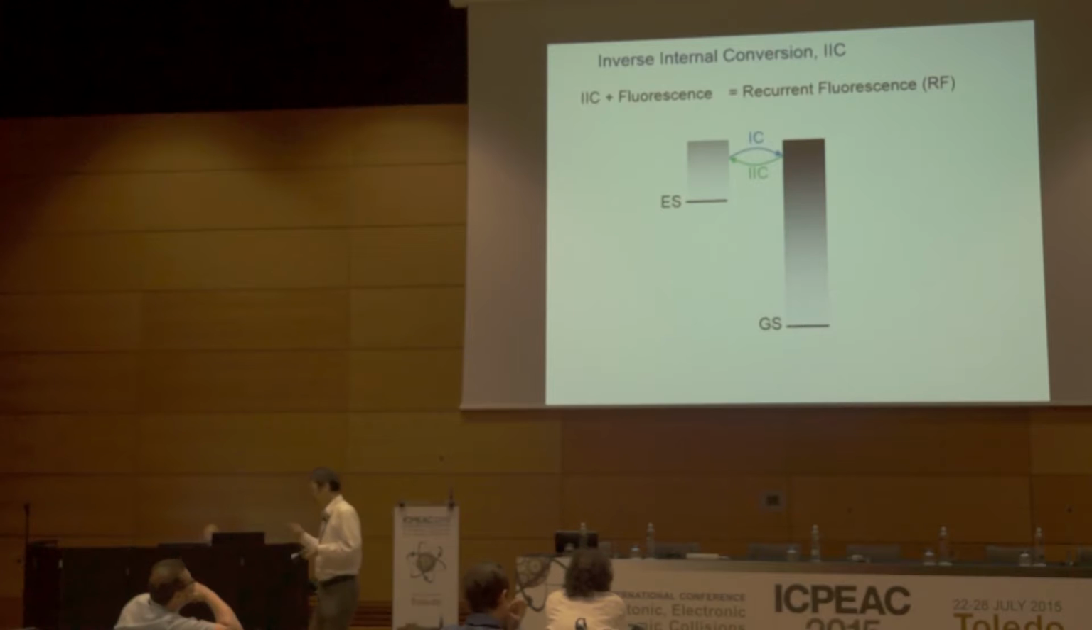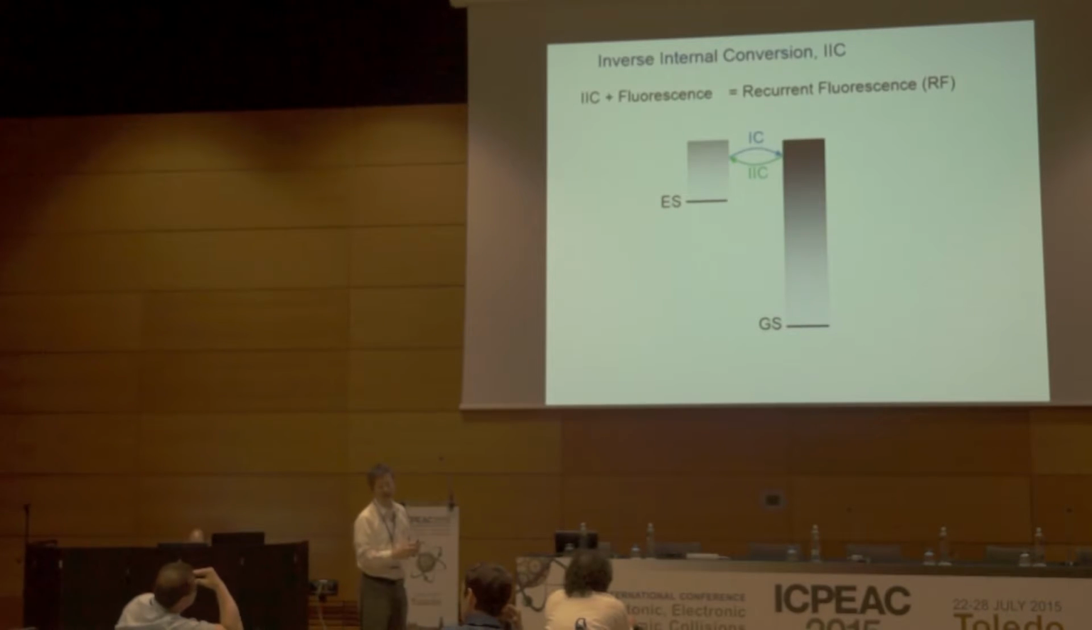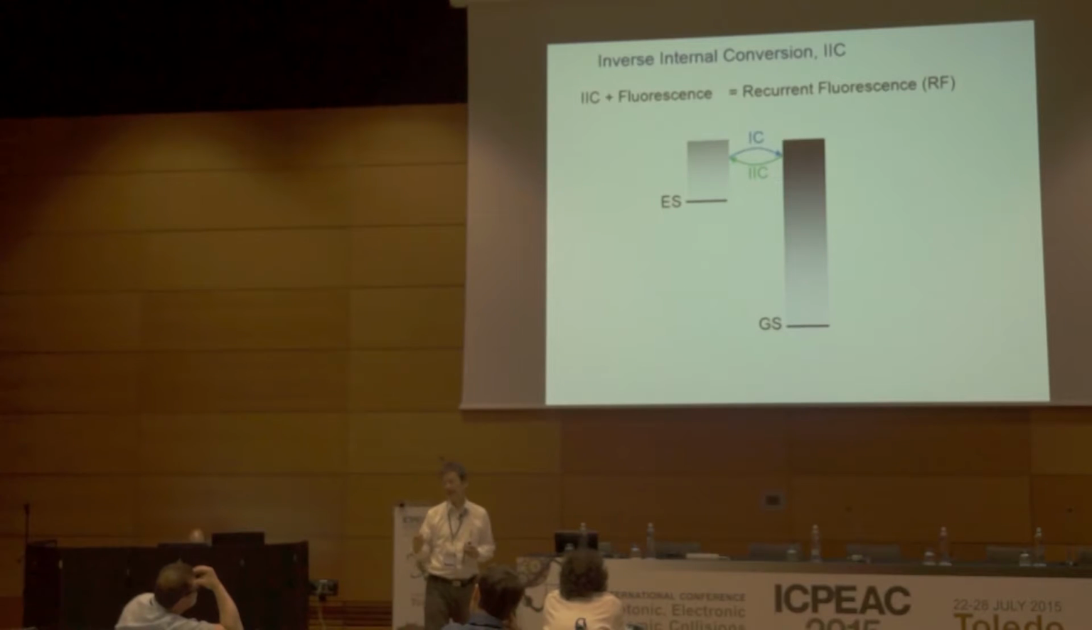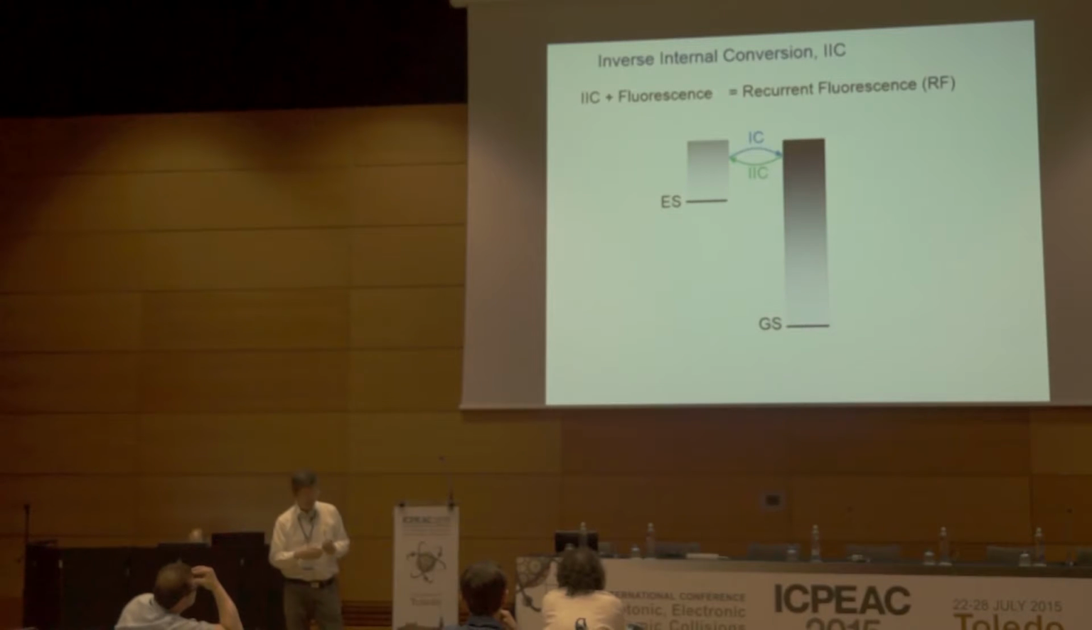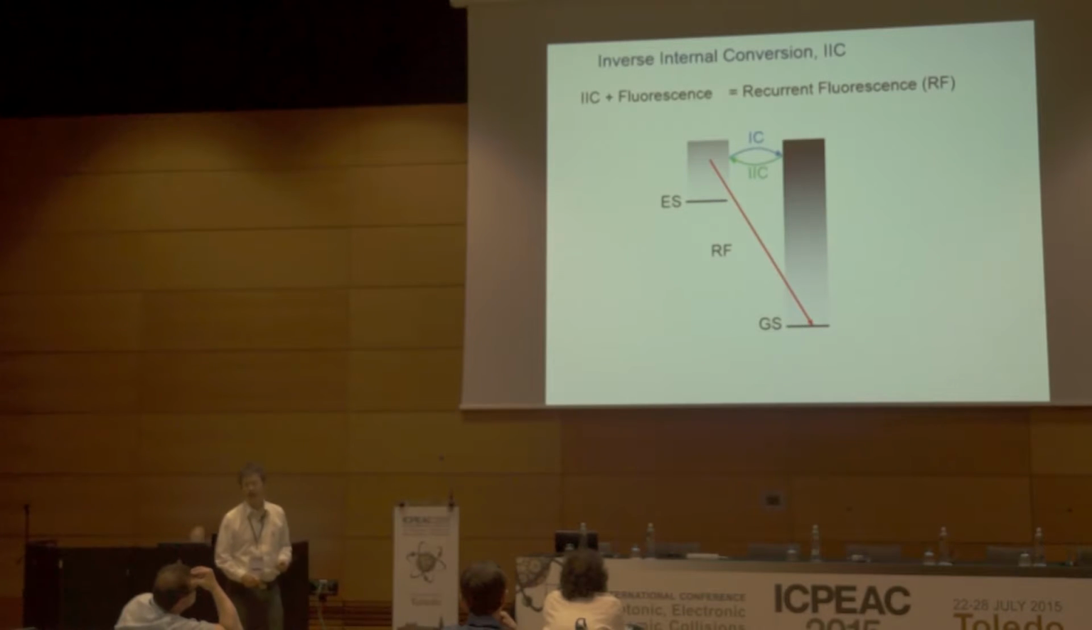Of course, IIC is the process from the vibrational energy to electronic energy. This is much less likely because the state density here and here is much different. But still, the probability is not 0. And once the electronic state is thermally populated, it may emit photons. These are not normal photons, so we call it recurrent fluorescence to distinguish it from normal direct photons. And once it works, it highly accelerates the radiative cooling process.